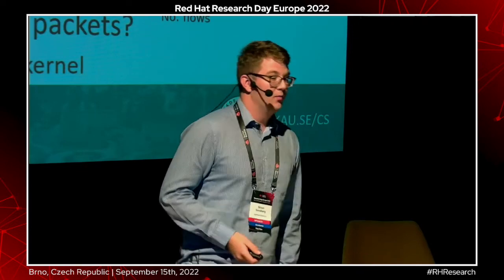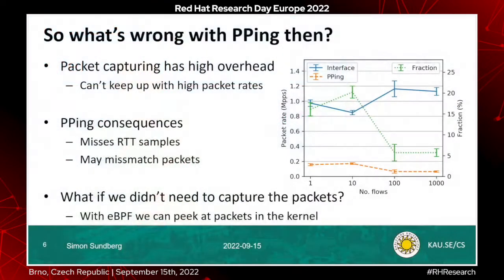So what's the problem with this passive ping that already exists, and why not just use that? Well, the problem with it is that passive ping, just like most tools for passively monitoring network latency, relies on packet capturing. And packet capturing, unfortunately, has quite a lot of overhead. And when you try to run it at link rates of 10 gigabits, 40 gigabits, or even 100 gigabits, they typically can't keep up. And they will start missing a lot of packets.